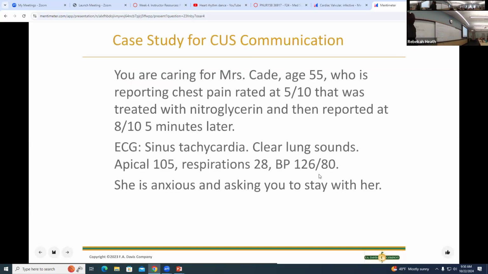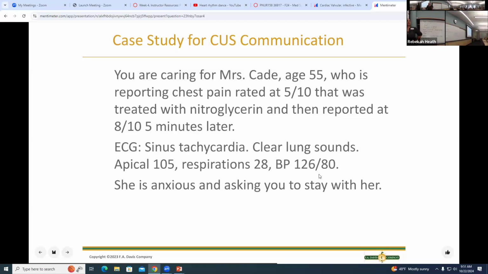Okay, I remember what CUS is for, finally. C is concerned. U is uncomfortable, thank you. And then S is safety. I have a safety issue. So we're going to think about CUS for a minute.